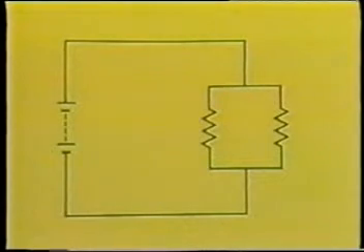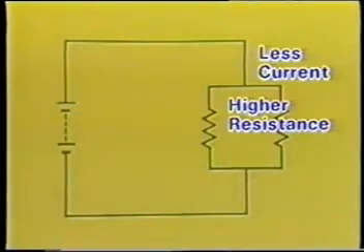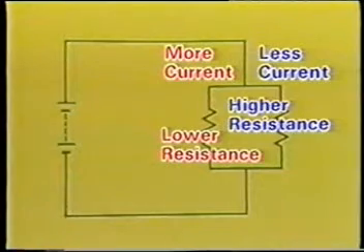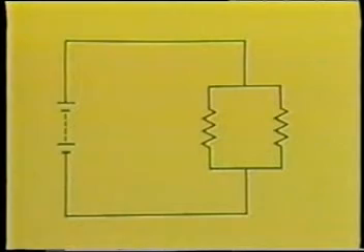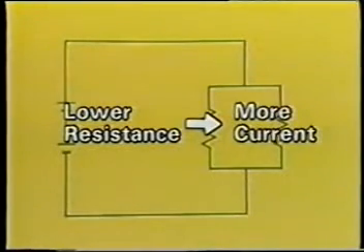Less current flows to a lamp having a higher resistance. And more current flows to a lamp having a lower resistance. When resistors are connected in parallel, the total amount of resistance becomes smaller, and the current is equal to the sum of current that flows through each resistor.